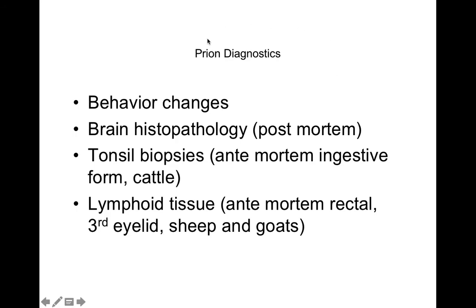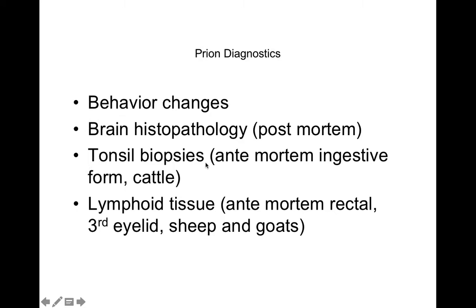So with regard to diagnostics, remember the bad news is there's no immune response, there's no antibodies. So we can't just take a blood sample and look for antibodies to the prions. We need a blood test, right? So we might start with behavior changes, before the person or the animal is dead. And then after the person or animal is dead, you do the brain histopathology, right? But here again, the victim would be dead.